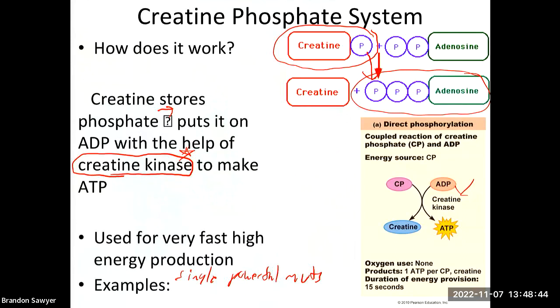So very, very simple, very quick reaction. And this one is really the basis for creatine supplementation, right? How many people have done creatine supplementation in the past? It's actually one of the best studied, actually the best studied, ergogenic aids that's out there, and there's lots of research on creatine supplementation.